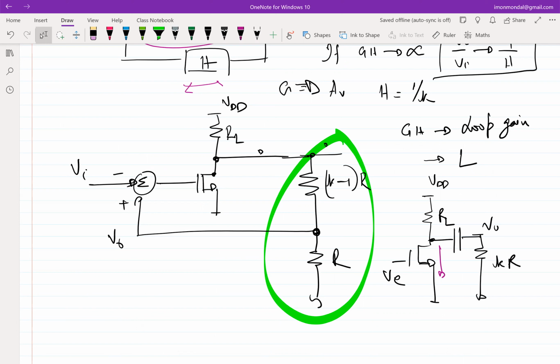Okay, so that is why when you are doing any real circuit analysis, in most cases you will not be able to isolate G, because the gain of G will depend on H also because of this loading factor. So that's why we mostly talk about GH and not only G. G times H. Okay, or L.